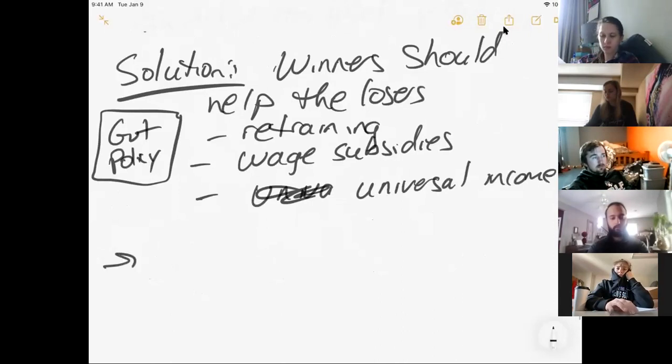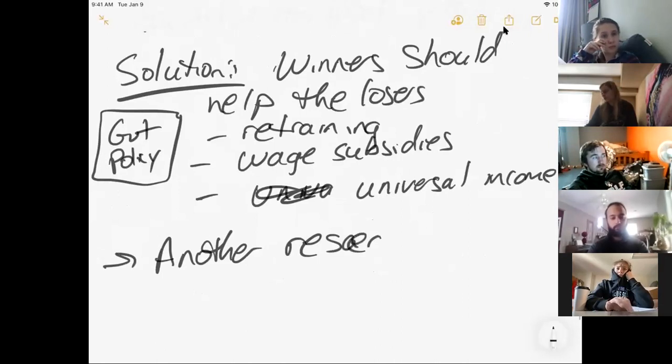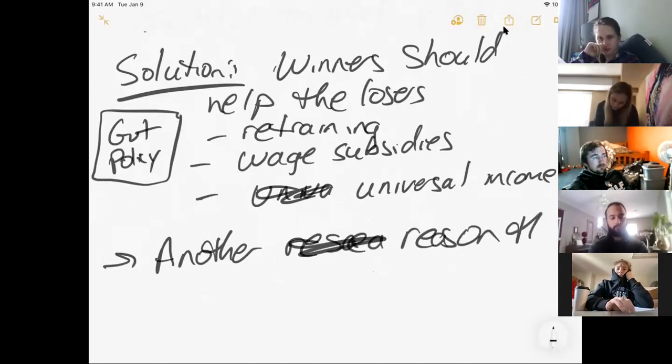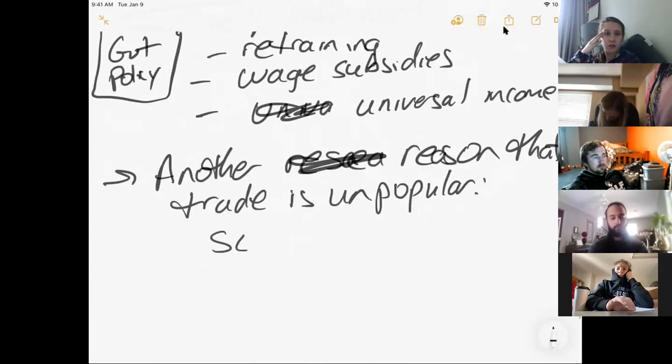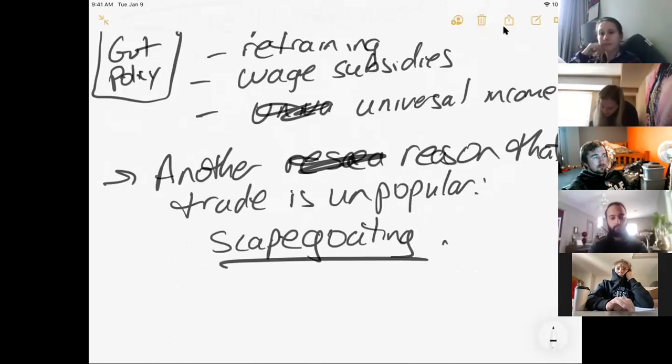I'll also say another reason... Right? Quite honestly, another reason that trade is unpopular is that there's a lot of scapegoating that goes on. And you all probably know what I mean by scapegoating, which is finding a convenient target to blame.